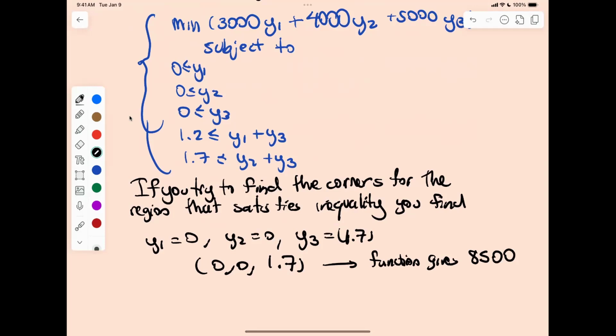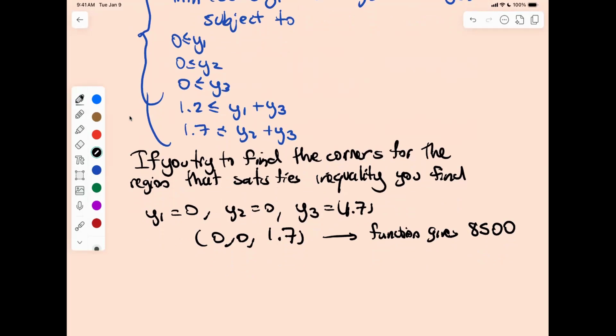Let's see. No, I think I meant 1.2. Wait, what am I doing? I'll fix that one in a second. I think I did something wrong there. Oh no, is it fine? Does that satisfy the inequalities? Oh yeah, that one is fine actually. Sorry. That does satisfy all the inequalities. So that's fine.